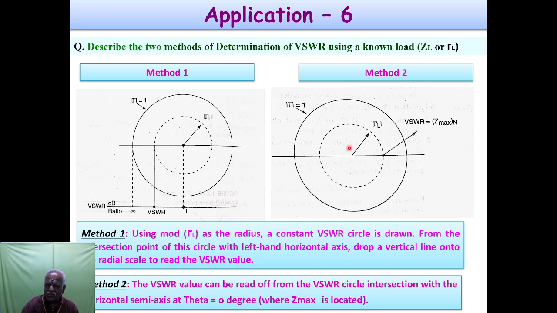So these are the two methods. From here you can either read from the radial scale or from the constant VSWR circle. If you take the value of the circle at this point, it will be the VSWR on the real axis of the Smith chart. So these are the two methods available for the determination of VSWR given the load value.